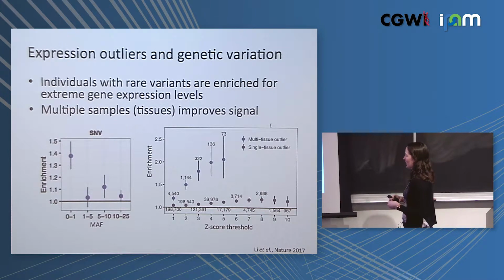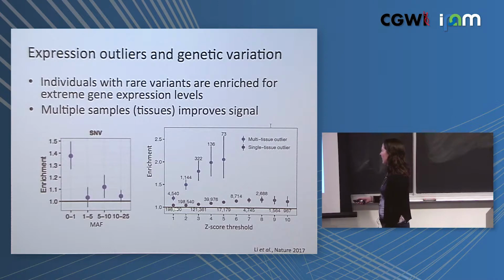And it turns out that the answer is yes. So individuals that have rare genetic variants near a gene are enriched for having extreme expression levels. So this first plot simply shows variants bucketed by minor allele frequency and the enrichment of extreme expression levels for those individuals. And as you can see, only the rare variants are really strongly enriched for displaying extreme expression.